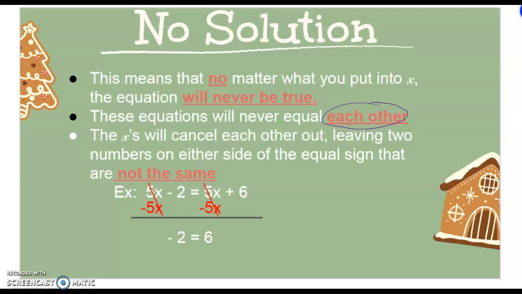The x's will cancel each other out, leaving two numbers on either side of the equal sign that are not the same. So in this example, if I took away 5x from both sides, I'd be left with a -2 and a +6. Those are not the same numbers. Therefore, this is a no solution.